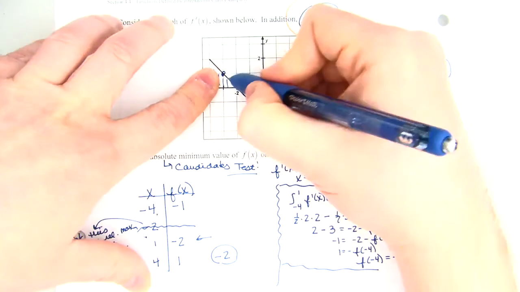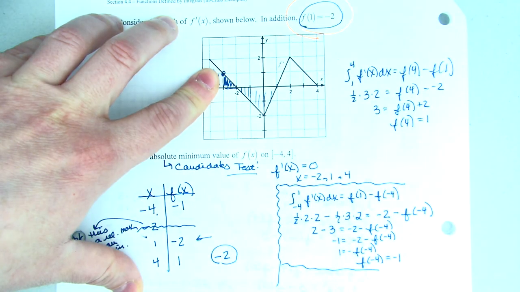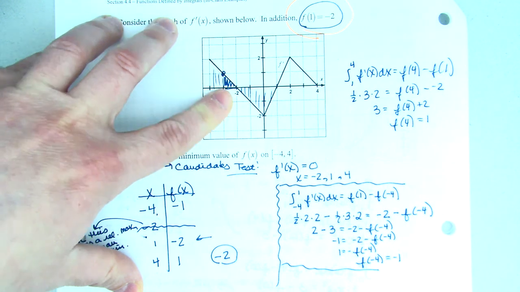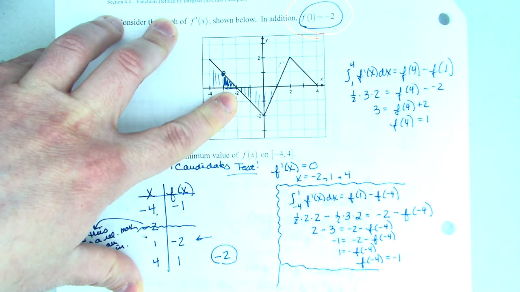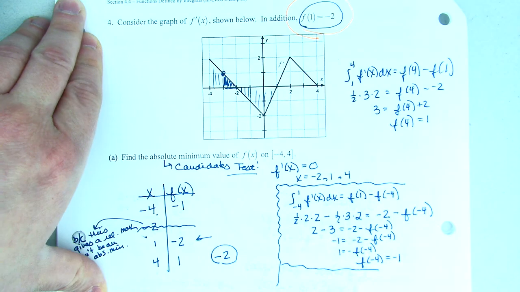I've got this little triangle over here, base of 1, height of 1. I know you can't see my work, but I'm doing a half times 1 times 1, minus this triangle down here, a half times 3 times 2. And that's going to equal f of 1, which is negative 2, minus f of negative 3.